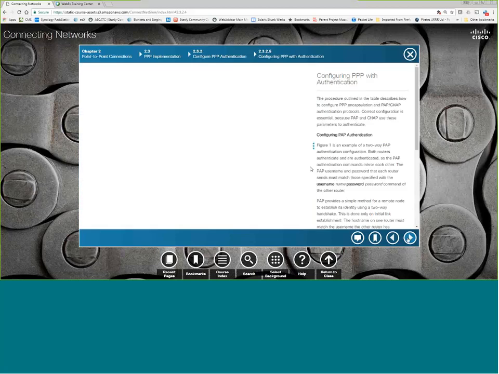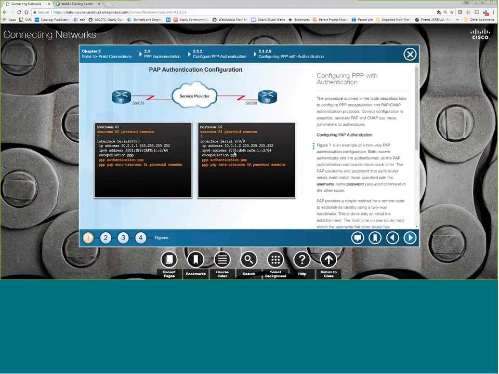So here's how we're going to do it. We're going to go in and on R1, we are going to configure a username and password for the remote router, so R2. And it's going to be some password that we set. In this case, we're going to make it the same one on both. So username R2, password is the same one.